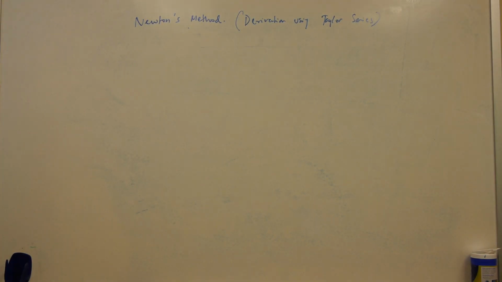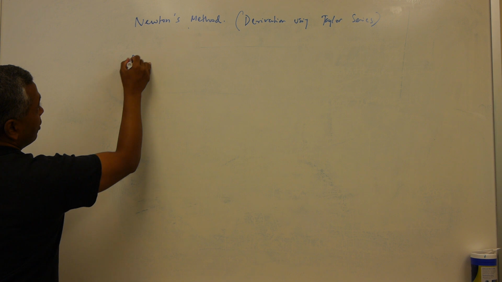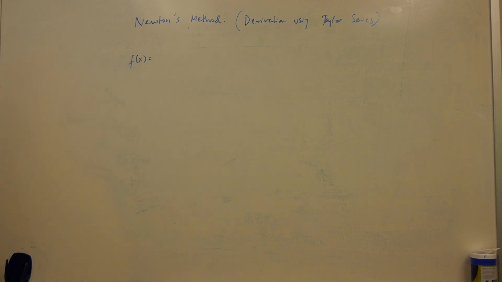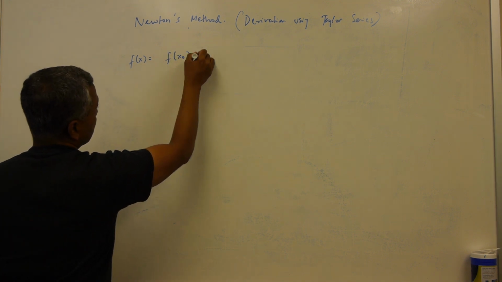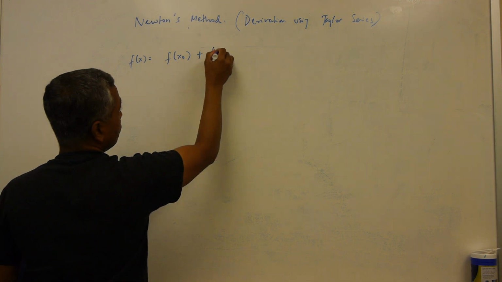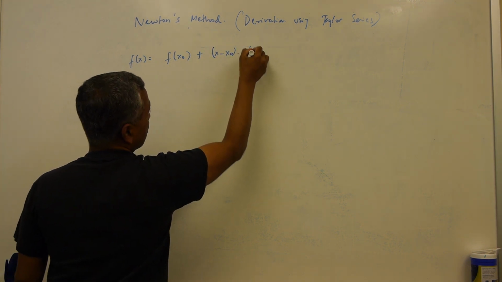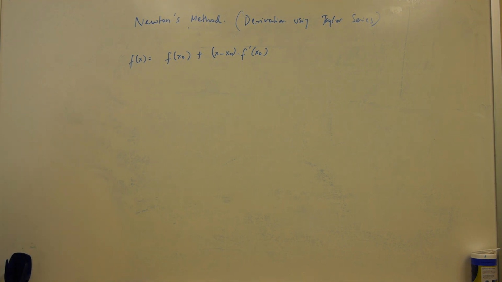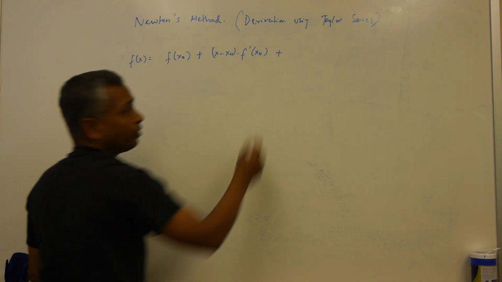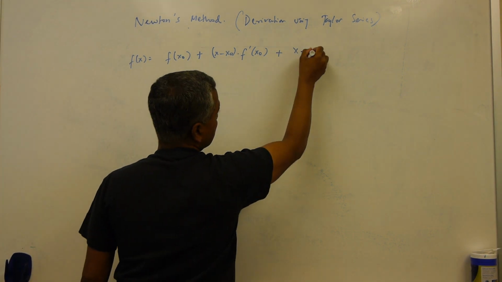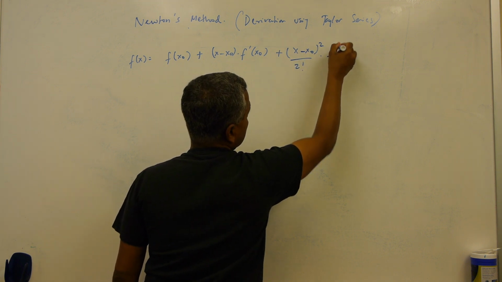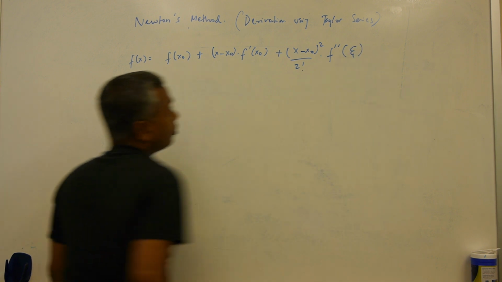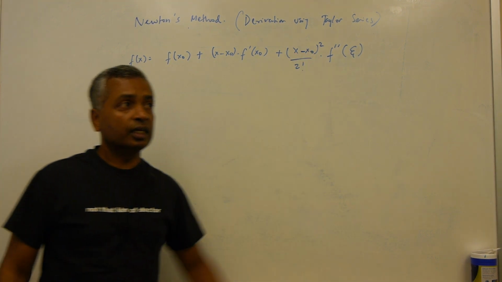So let me start with the Taylor series expansion for a function f(x). This is simply f(x), and I'm going to do the expansion around the point x0. So f(x) is f of x0 plus x minus x0 times f prime of x0, plus, and that's all I'm going to use. That's the only approximation I'm going to use, and I'm going to write the residual term. Remember, the residual term is x minus x0 squared divided by 2 factorial times f, the second derivative computed at a point eta, which happens to be in the interval between x and x0.